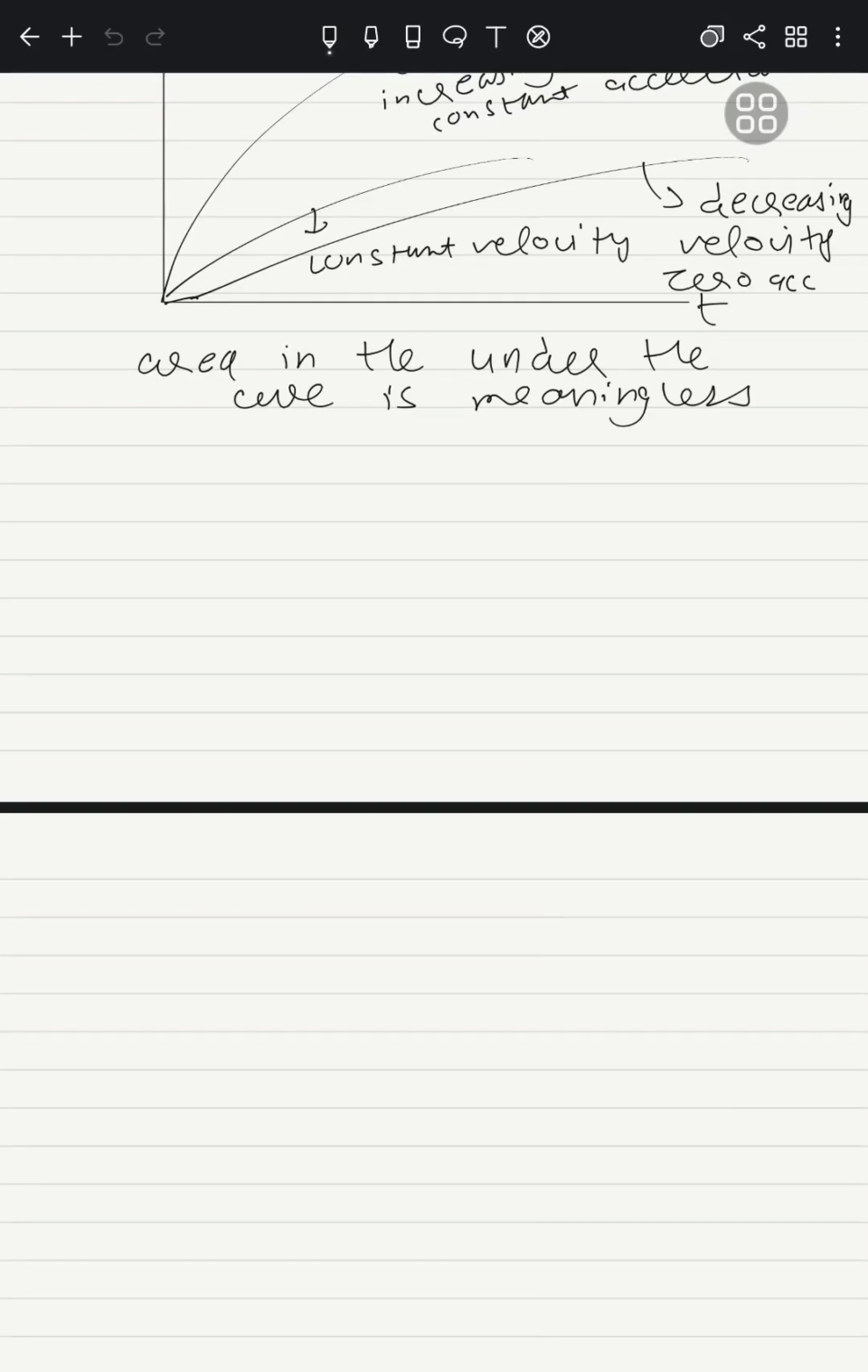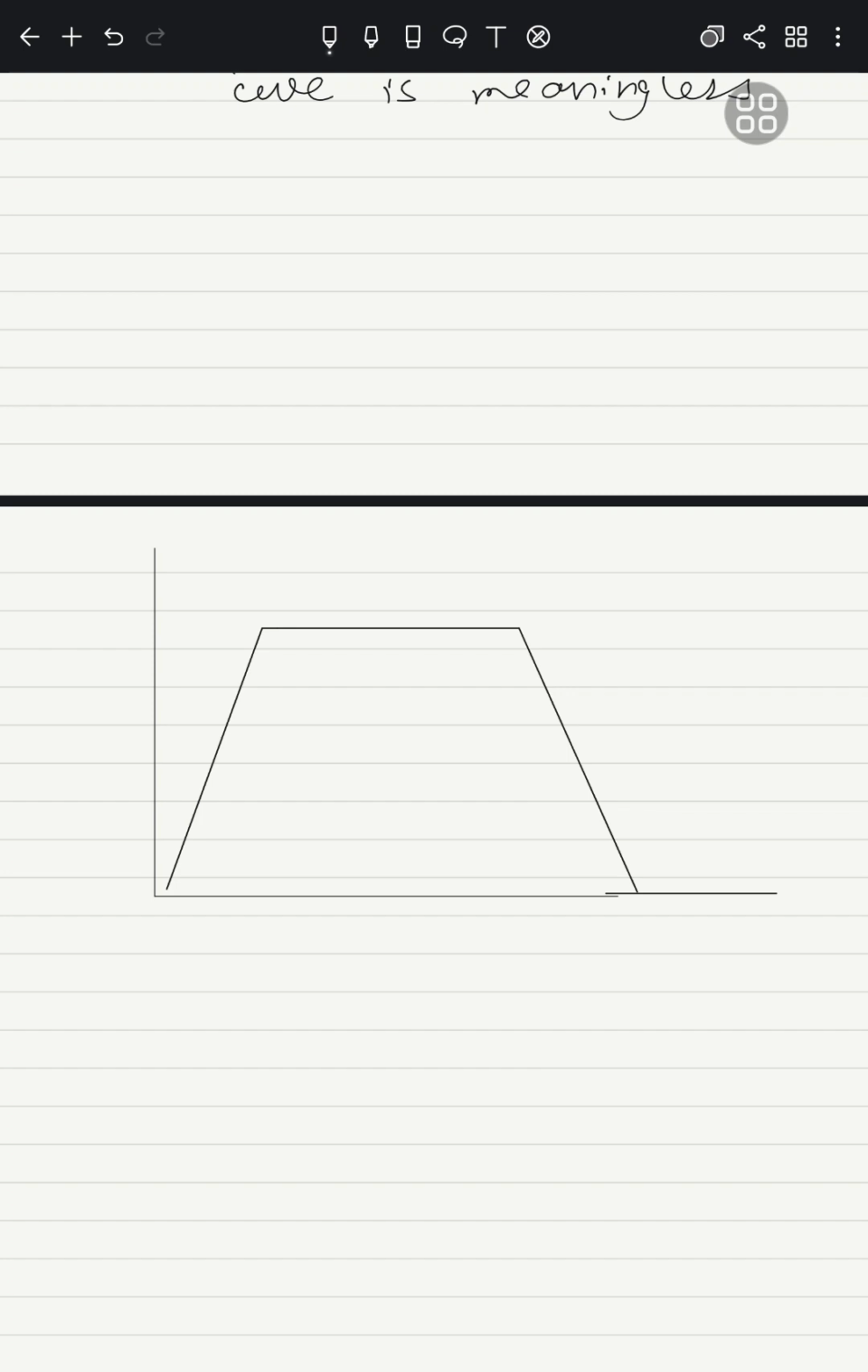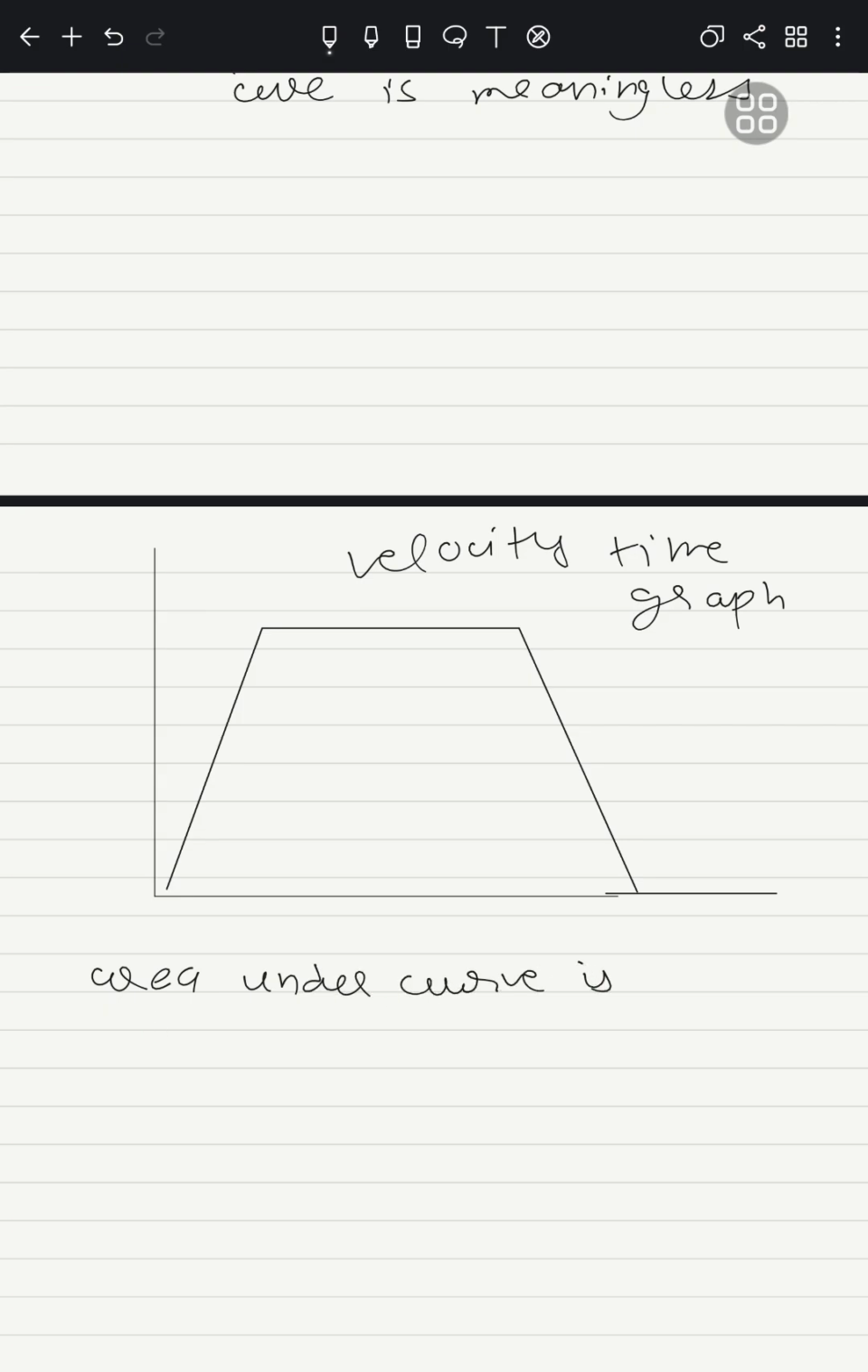So next we have the velocity time graph. I might be wrong about this, so you can check it later. Something like this, or let's do abstract. So this is the velocity time graph. Area under curve is displacement.